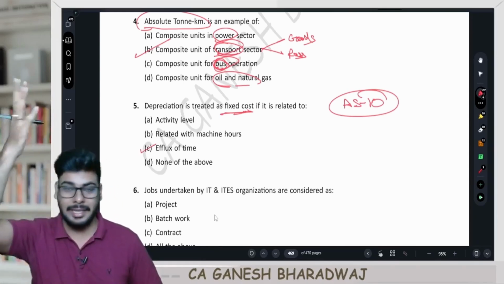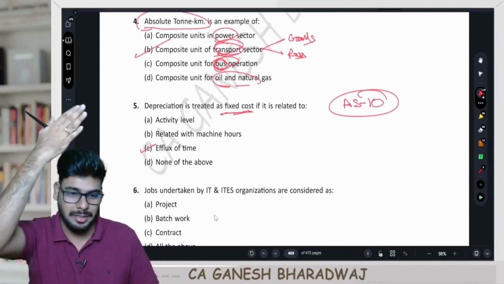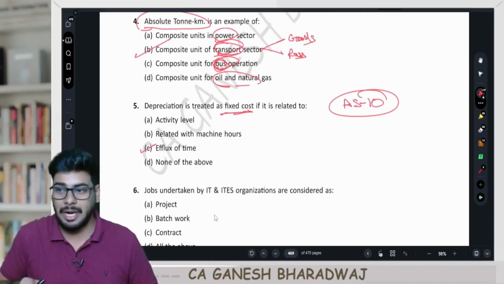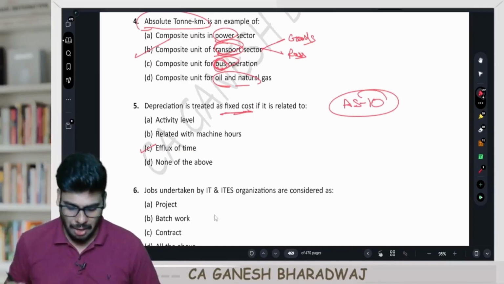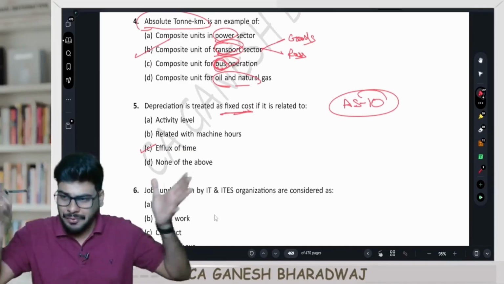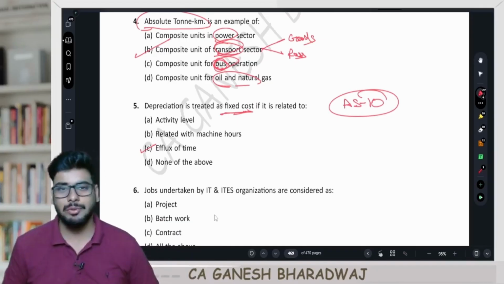Look, back then I linked it along with your AS 10, right? Fine. And look what they've asked here. Efflux of time. Many people might not even know what this means, right? Efflux means passage of time. Sir, even if you don't use it, you need to provide for depreciation. Are you clear with this?